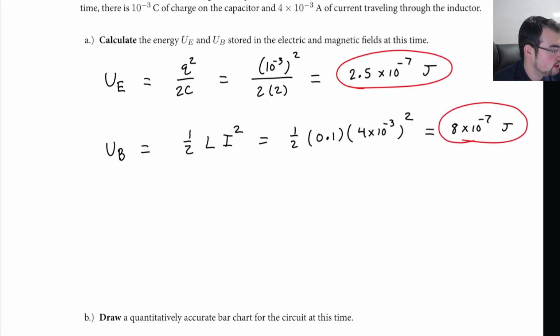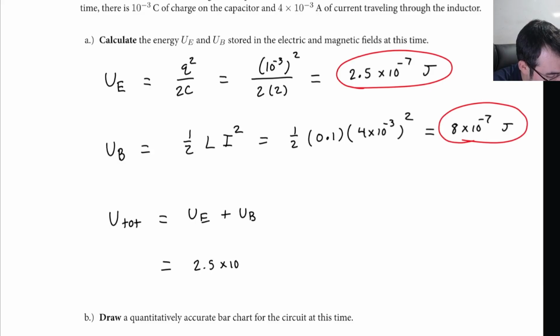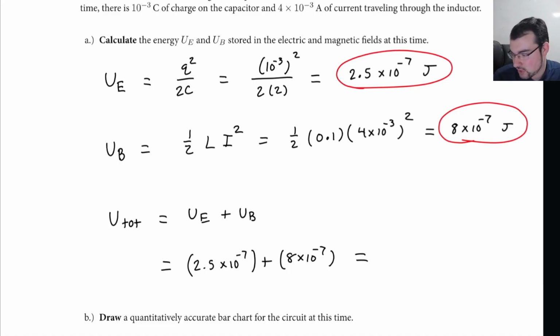All right, because it's going to be useful for later, we can also say that the total energy at all times for this circuit is a constant. And since we found the energies at one time, we actually know what the total energy is for all times. We might not know how they distribute, but regardless of what's happening, the sum is going to be 10.5 times 10 to the minus 7th joules.